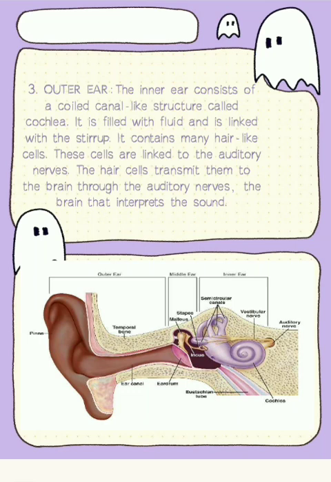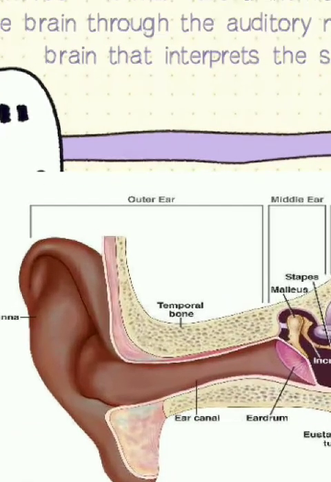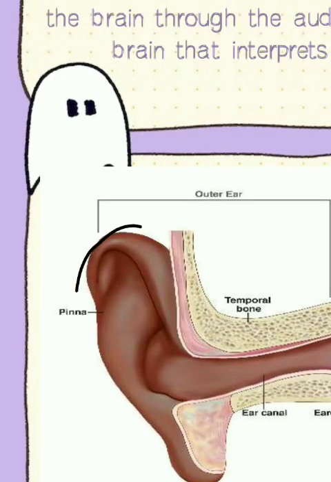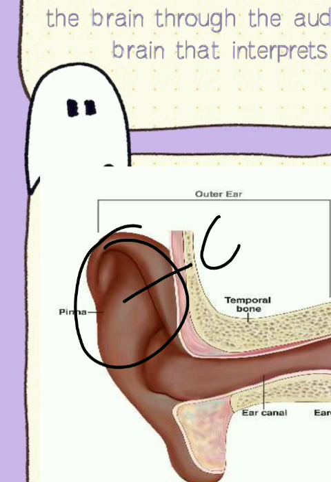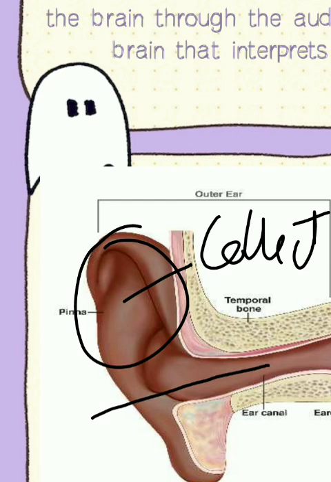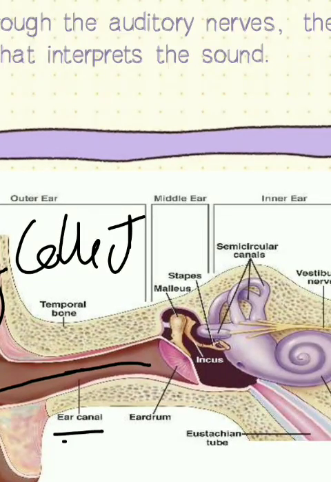Let us understand this in a quick, better way with the help of a diagram. Here's the pinna, which collects the sound. When it collects the sound, it passes through the ear canal. And when this vibration hits the eardrum, it vibrates and passes to the middle ear, which has the malleus, incus, and stapes, which means hammer, anvil, and stirrup. This is the hammer, this is the anvil, and this is the stirrup.